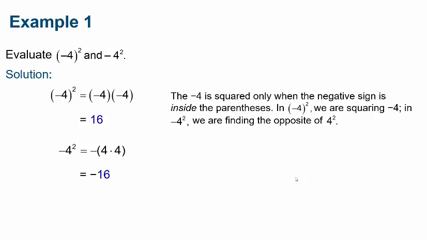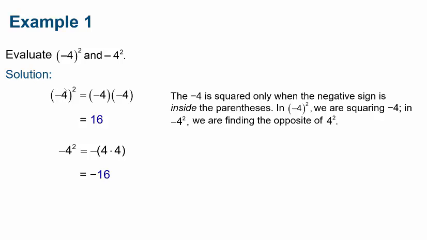All right, so this is a common problem where most people think it's the same answer, but I want to walk you through them. So I want to evaluate in parentheses negative 4 squared and then negative, notice the pause, negative 4 squared. Okay, so the negative 4 is squared only when the negative sign is inside the parentheses. So in parentheses negative 4 squared, we are squaring negative 4. In negative 4 squared, this one here, a little different, we are finding the opposite of 4 squared.